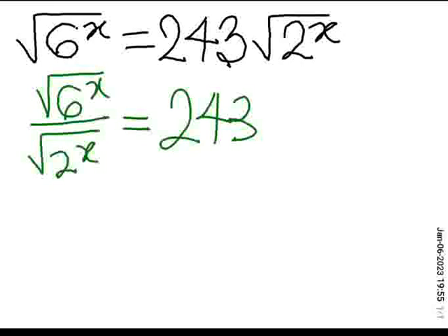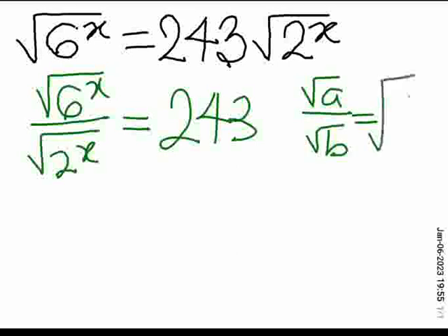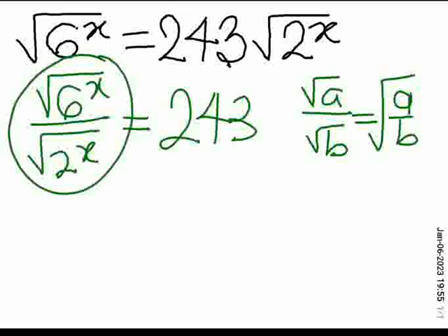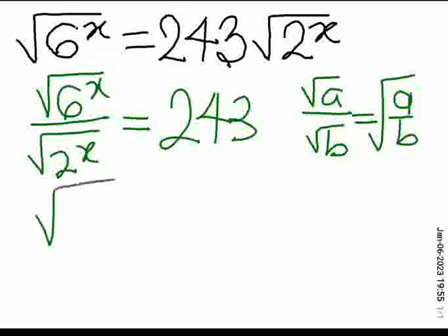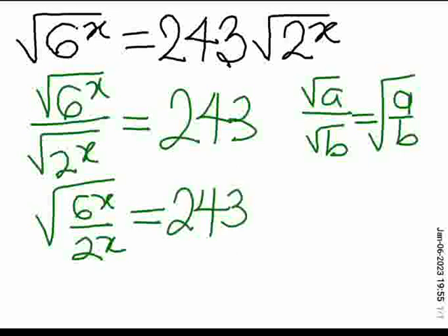My next step here would be to obey this rule of surds, where we have root a over root b equal to square root of a over b. So applying that to this, that will give square root of 6 raised to power x divided by 2 raised to power x. This equals 243.